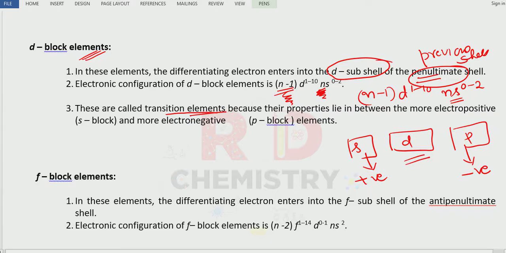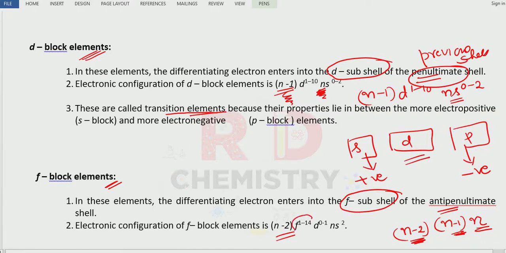Now the F block elements. Here, the last electron enters into the F subshell, that is the anti-penultimate shell. Suppose n is the outermost shell, the next inner shell is n minus 1, and the next innermost is n minus 2. n is the valence shell, n minus 1 the penultimate shell, n minus 2 the anti-penultimate shell. So the general electronic configuration is ns2 (n-2)f1-14 (n-1)d0-1.